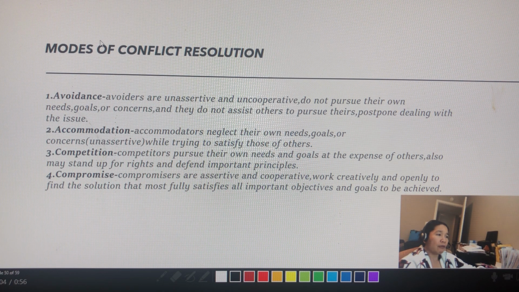Modes of conflict resolution. 1. Avoidance. Avoiders are unassertive and uncooperative, do not pursue their own needs, goals, or concerns, and they do not assist others to pursue theirs. Postpone dealing with the issue. 2. Accommodation. Accommodators neglect their own needs, goals, or concerns, and are assertive while trying to satisfy those of others. 3. Competition. Competitors pursue their own needs and goals at the expense of others, also may stand up for rights and defend important principles. 4. Compromise. Compromisers are assertive and cooperative, work creatively and openly to find a solution that most fully satisfies all important objectives and goals to be achieved.